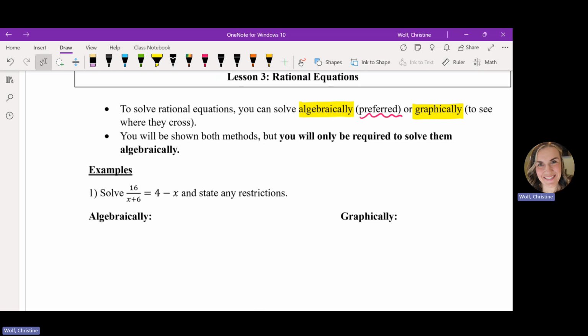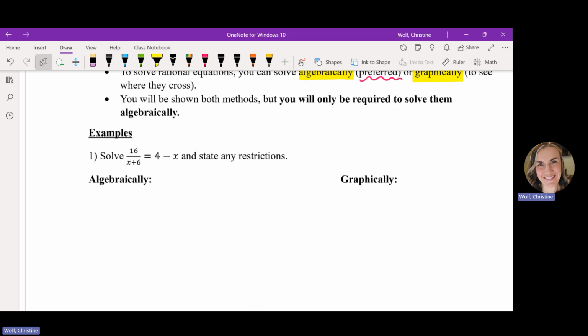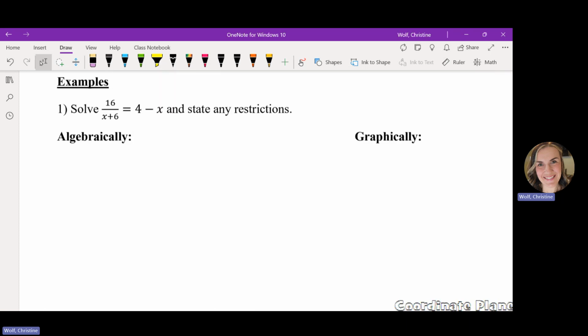I'm going to show you how you would do it graphically just once, and you can decide if you want to do it that way or not. But beyond that, I'm just doing it algebraically because it is so much easier. Okay, so I'm going to show you both methods, but you will only be required to solve them algebraically. If you want to do it graphically, that's your choice. Okay, so here we go.